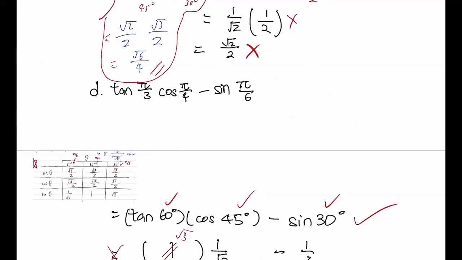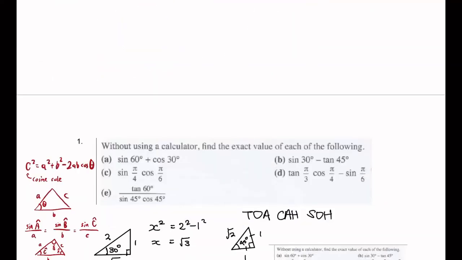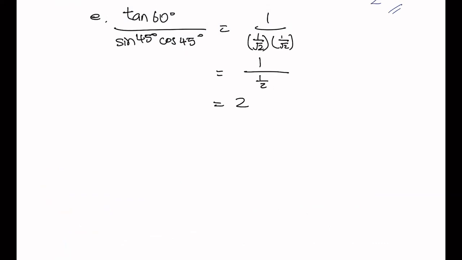Next, let me see. Tangent 60 over sine 45 cosine 45. Okay, so tangent 60 is just 1. Error carried forward again. Yeah, the same mistake. It's just supposed to be root 3.